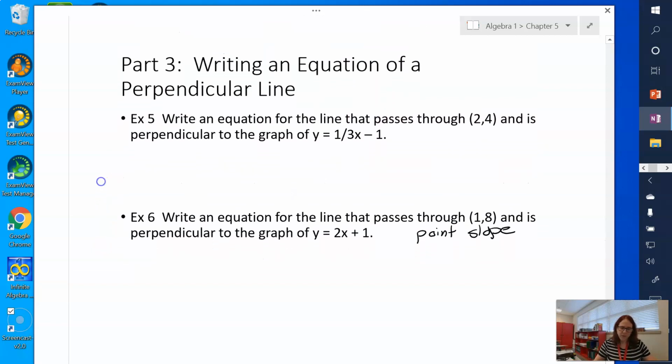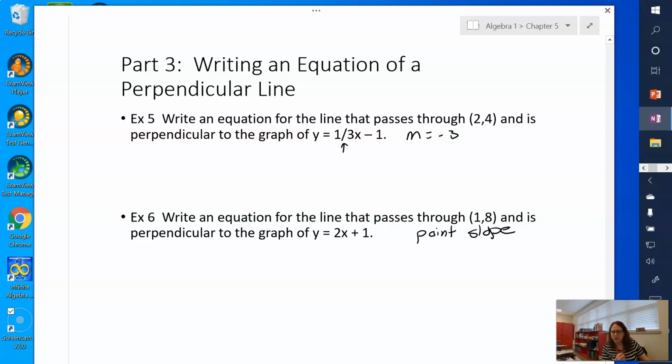Okay, so now we're going to write an equation of a perpendicular line, and it's going to go through a specific point. And just like before, I've got two ways I can do it, and I'm going to do this both ways. So the first thing I need to do is take the slope of the original and do a flip and switch. So right here is the slope of my original. It was 1/3. Flip and switch becomes negative 3.